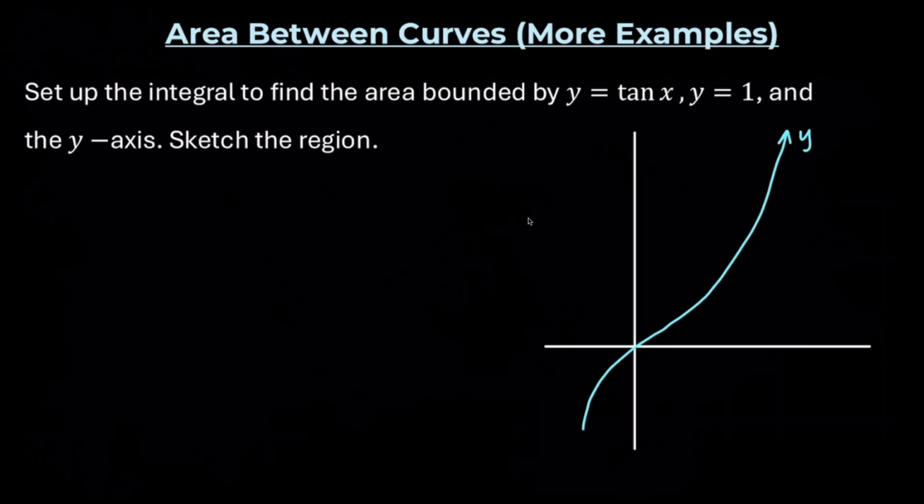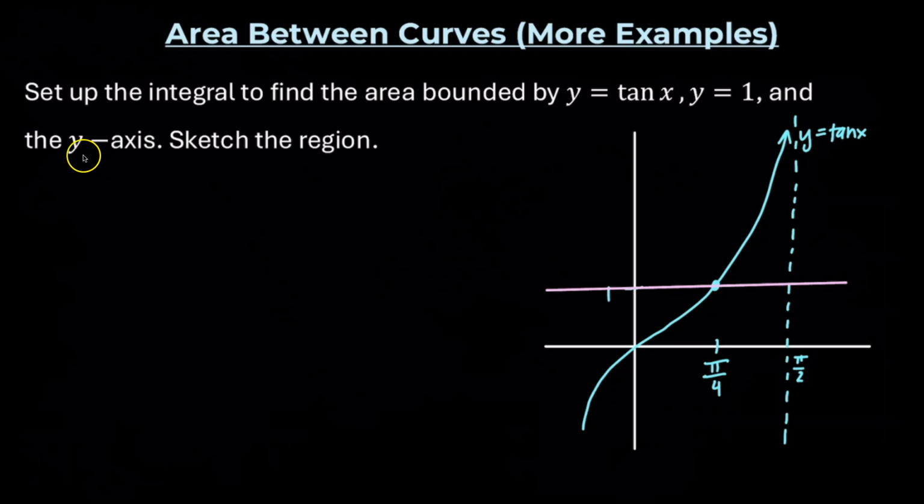So here is a rough sketch of y equals tangent x. It does have a vertical asymptote on the right side of the y-axis at pi over 2. And another key value we should know is that at pi over 4, tangent of pi over 4 has an output of 1. So we should definitely graph tangent x first, and we should identify that key point, especially because the other equation is y equals 1. So that's just a horizontal line right there. And then the last equation is the y-axis.